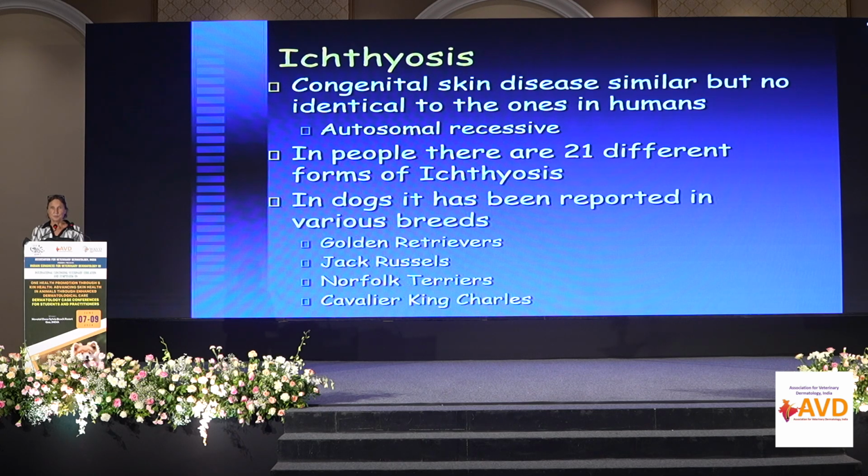Moving along on primary diseases of keratinization, I'm going to talk a little bit about ichthyosis. Ichthyosis is a congenital skin disease, so genetically inherited. So it is a bona fide primary disease of keratinization. There are many different types of ichthyosis in people. The ichthyosis in dogs has some features of the human disease, but it's not exactly the same.